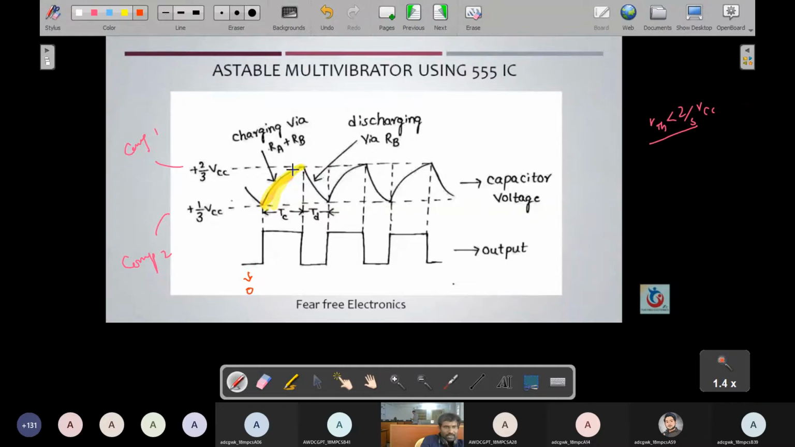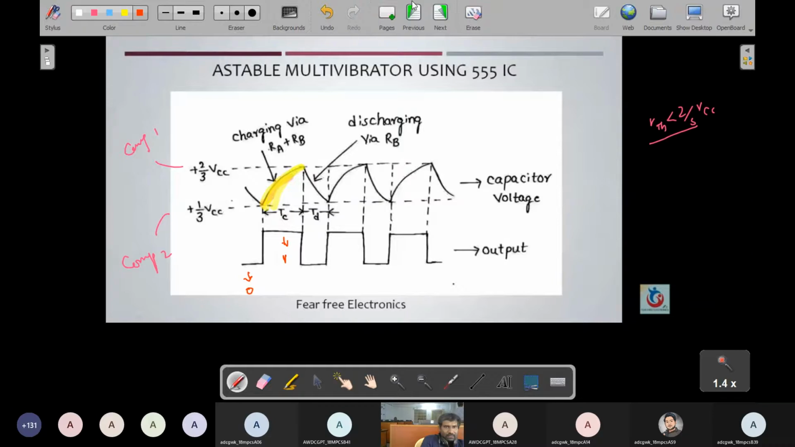Once the capacitor is charging, when VTH is greater than 2/3 VCC, the capacitor will come to charging. So whenever the capacitor is charging, the state will be changing. That is represented as the high state. So this is equivalent to the first state. Right now it represents this state, one state.